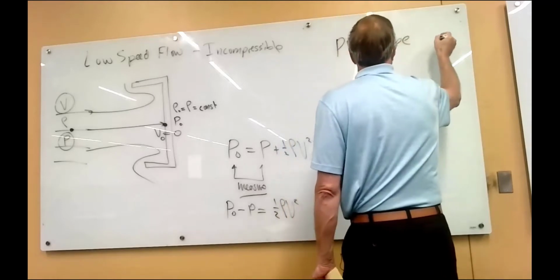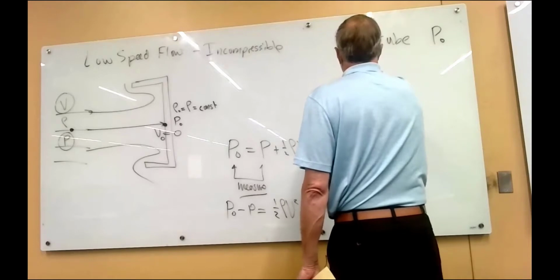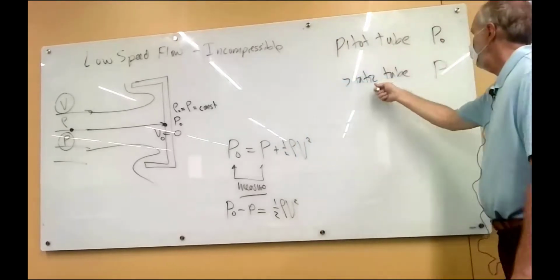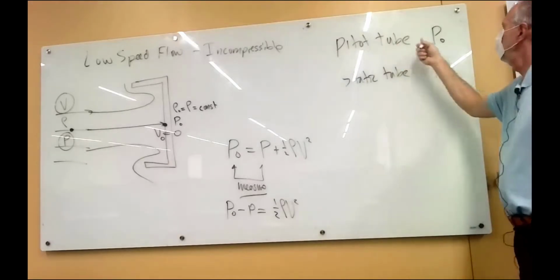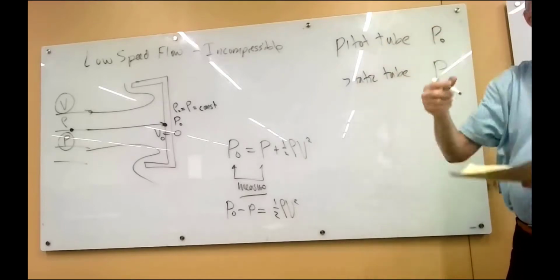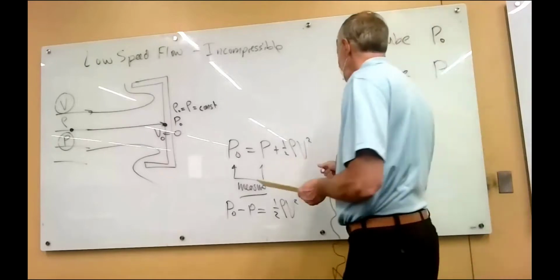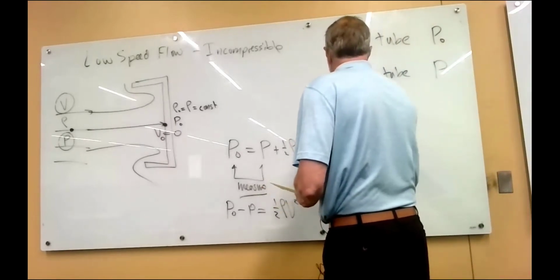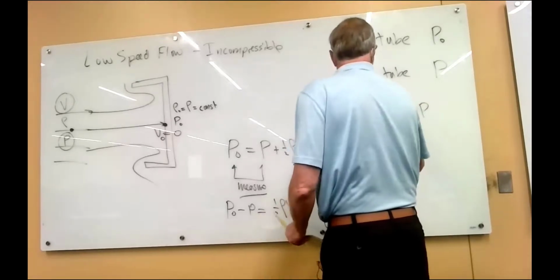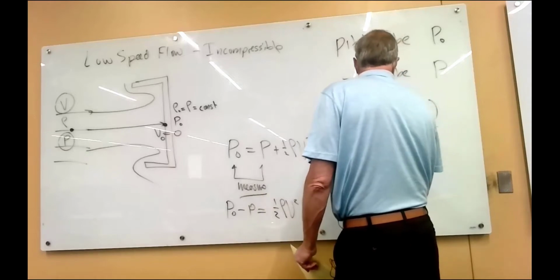You have a Pitot tube that measures P0 and a static tube. I'm going to show you pictures of these that measures P. So the static tube measures static pressure, the Pitot tube measures total pressure, and you get the difference. So you hook up both those tubes to a manometer and you get the pressure difference, and you can calculate the velocity from this equation. So V is going to be P0 minus P times 2, work in this equation, divided by the density, and then square root.